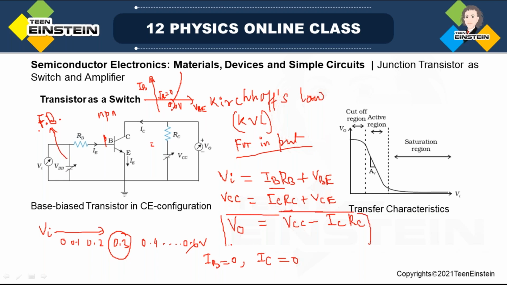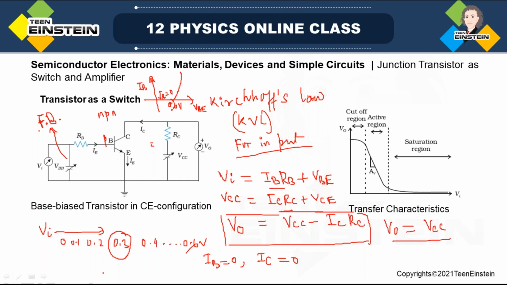If IC is 0, then you get the output as the collector biasing voltage, that is VCC. That means you get very high voltage as output, right? So when the transistor is not turning on, you will get a large voltage as output, that is VCC.